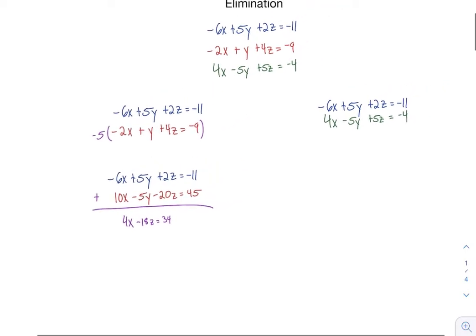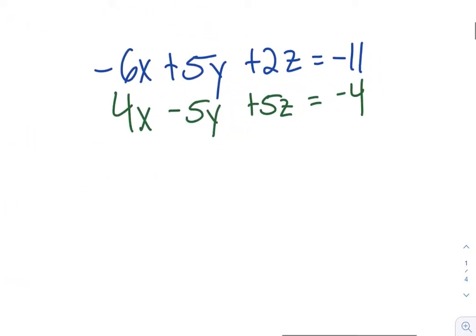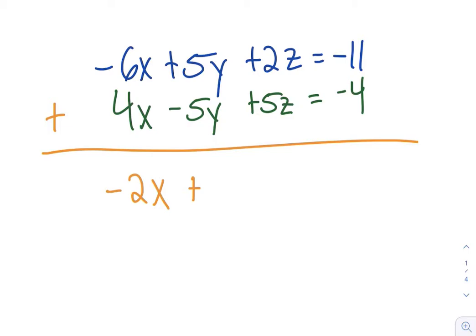Now I'm going to go over to the second set of equations on the right here, and I have to eliminate the same variable. If I eliminated y on the left, I have to eliminate y on the right. If I don't, then I will not be able to solve this problem without doing something different. All right, so I'm going to add these two together. -6x plus 4x is -2x. 5y plus -5y cancels and disappears. I'm just going to get rid of that term completely. And then 2z and 5z is 7z, and -11 plus -4 is -15.